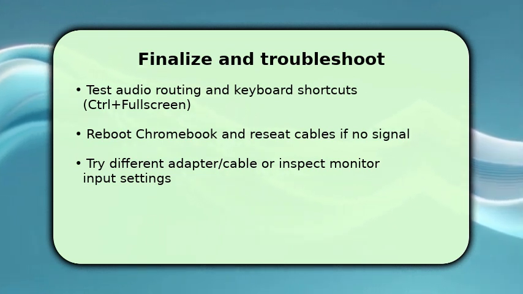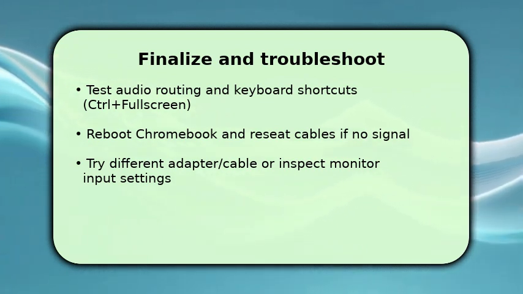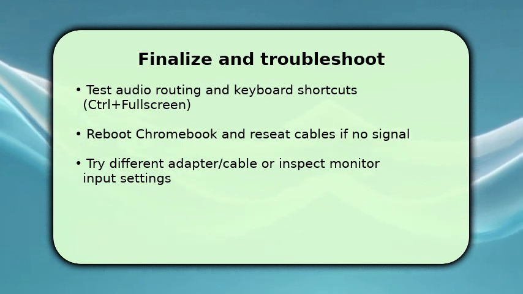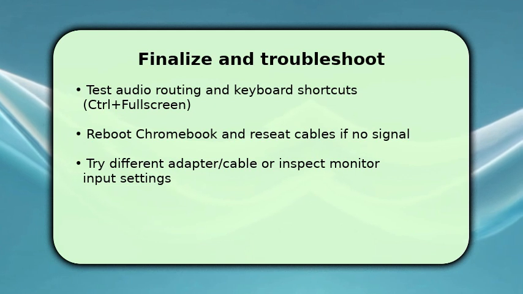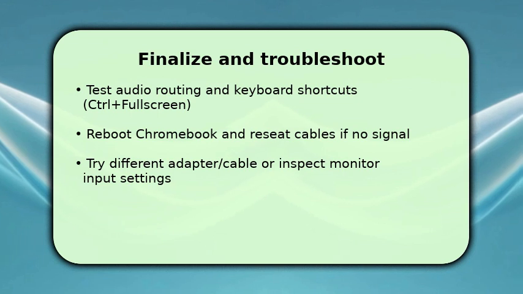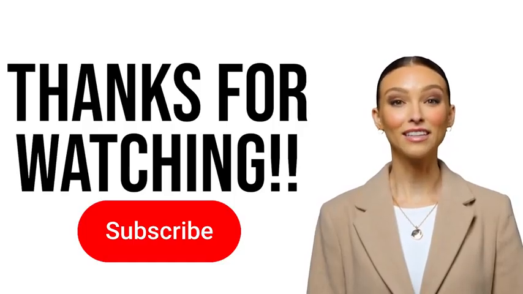Intermittent pins or bad adapters often cause no signal problems. If still failing, swap the cable or try another adapter and check the monitor's input menu. One key troubleshooting tip: test the monitor with another device to isolate whether the issue is the Chromebook, cable, or monitor.